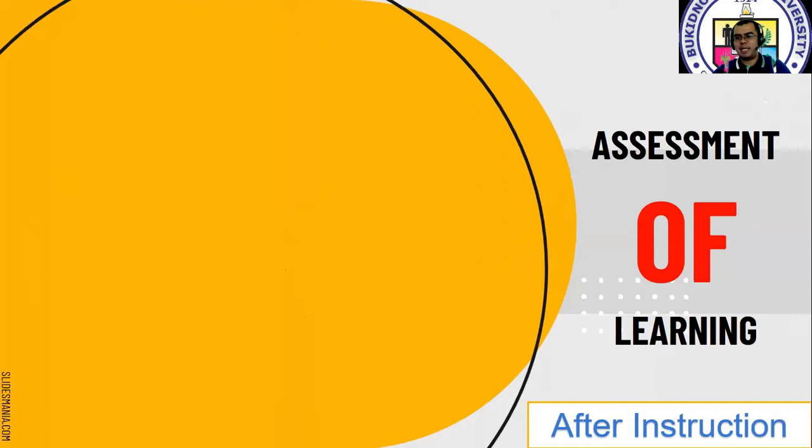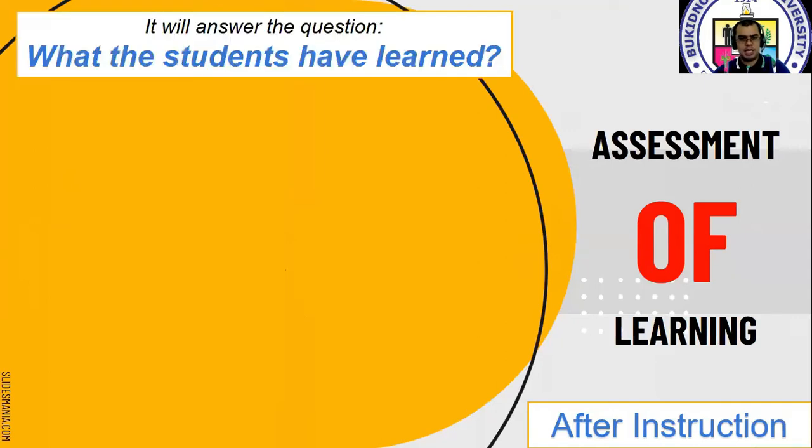Let us begin by discussing assessment of learning, which occurs after instruction, and it will answer the question, what the students have learned. Since this is conducted after instruction, it is the right time to ask: what the students have learned after the discussion, after the drills, after the seat works, after the board works, after the series of activities that we have conducted as teachers. It is now time to gather evidence if students have learned something or if students have achieved the lesson objectives.